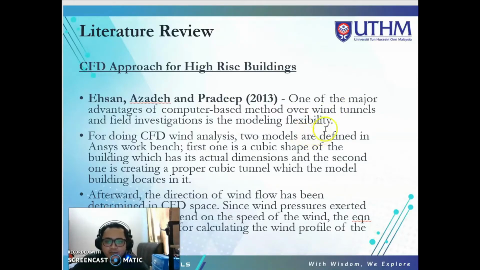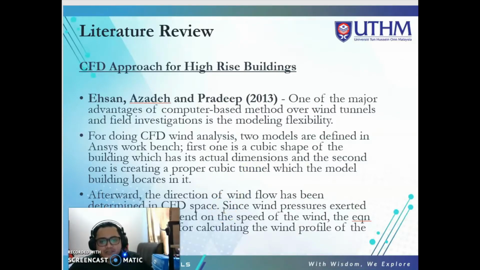For doing CFD wind analysis, two models are defined in ANSYS Workbench. The first one is a cubic shape for the building, which has its actual dimensions, and the second one is the proper cubic tunnel in which the building model is located. The wind tunnel should be big enough to have an easy flow of wind to get proper results. Afterwards, the direction of the wind flow is determined in CFD space.